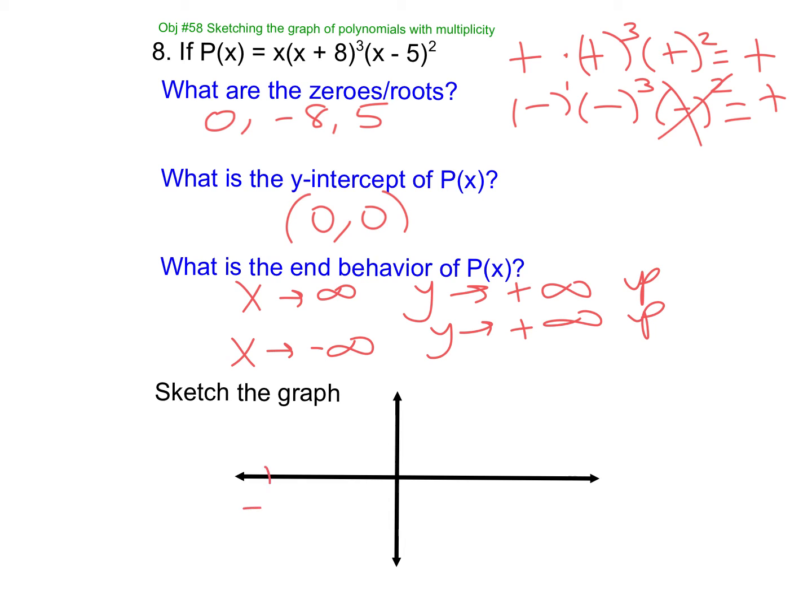So I got -8 and 5. All right, so they're both going up. So 5 is going up, and 8 is going up. But now, we have a multiplicity at 5. What's happening at 5? It's got a square, so instead of going through the graph, it's going to come back up. What's happening at 8?